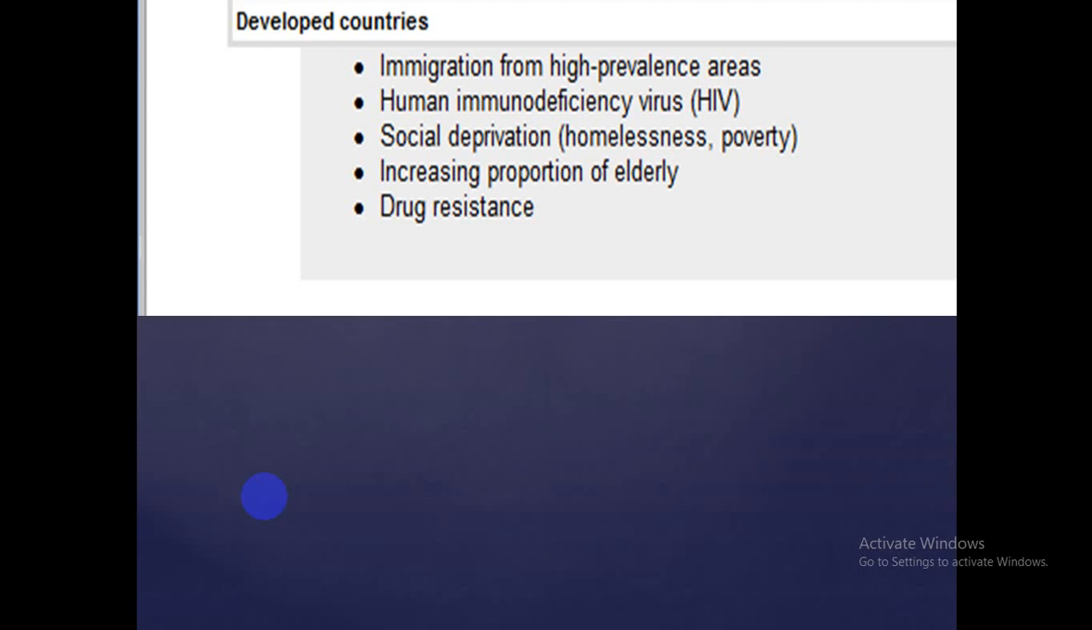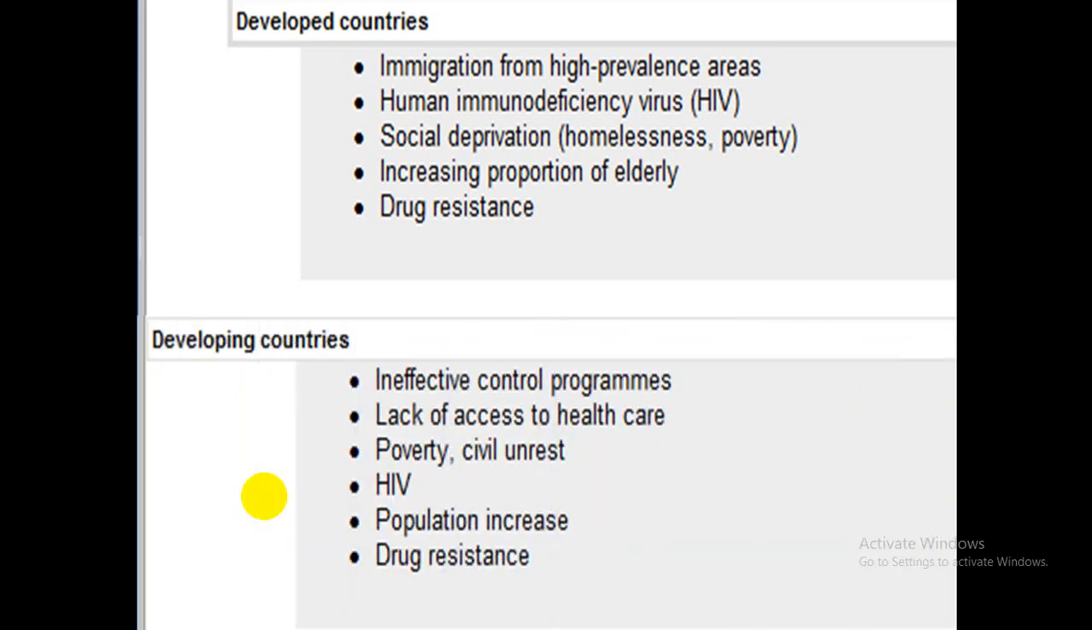While in developing countries like our country, TB is increasing because of ineffective programs, lack of access to health care, not all patients come to the hospitals, poverty and HIV, population increase, and drug resistance. So you see, many factors increase the incidence of TB, but they differ between developed and developing countries.